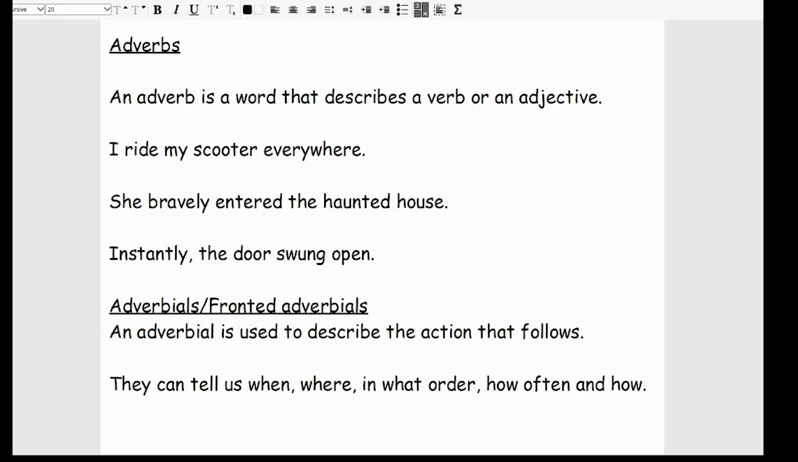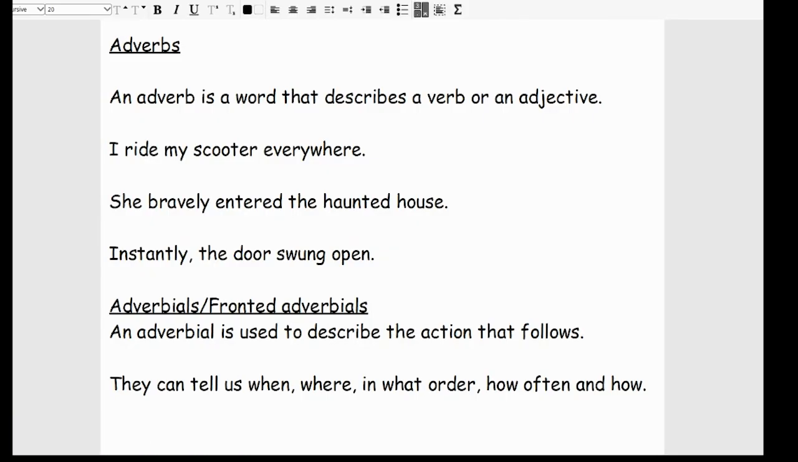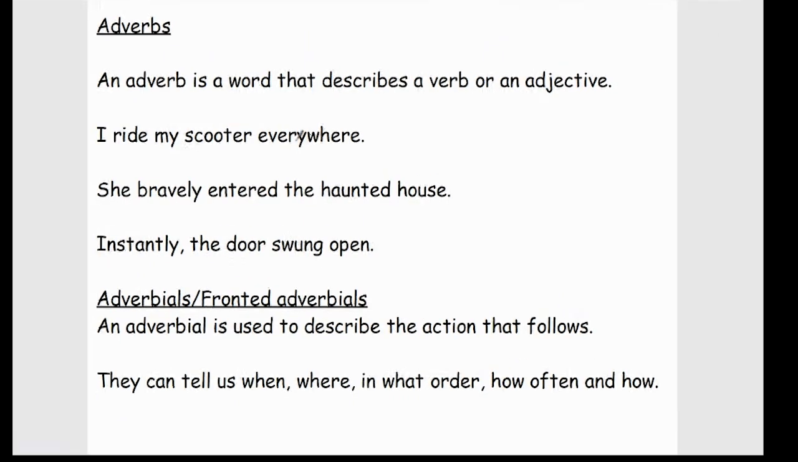Okay, adverbs. So adverbs lower down in the school, in Key Stage 1 and lower Key Stage 2, we might identify adverbs as words which end with ly. But as we get further up the school, we will recognise them not always as ly words. They don't always end in ly. But adverbs are words that describe a verb, or they can also describe an adjective. So, I'd ride my scooter everywhere shows how I ride.